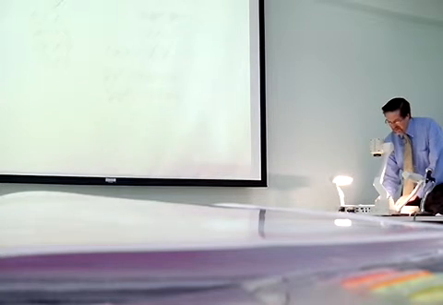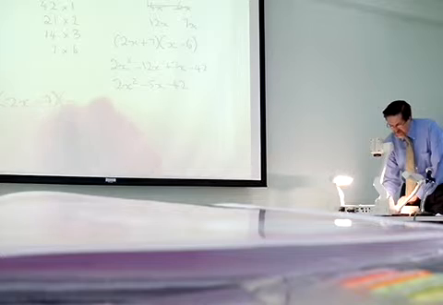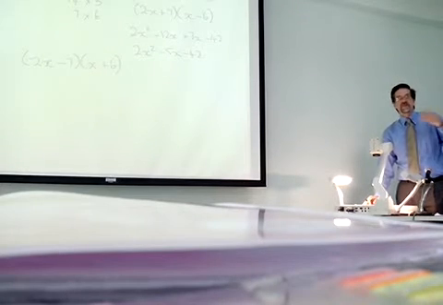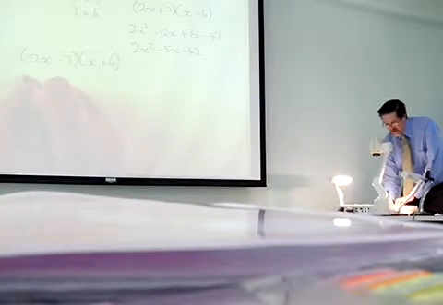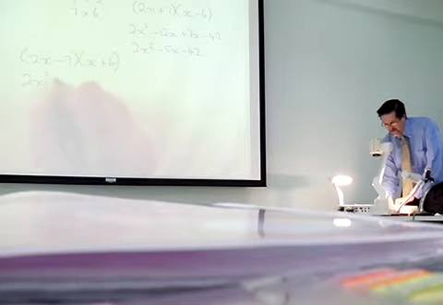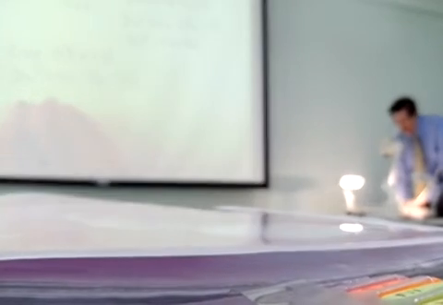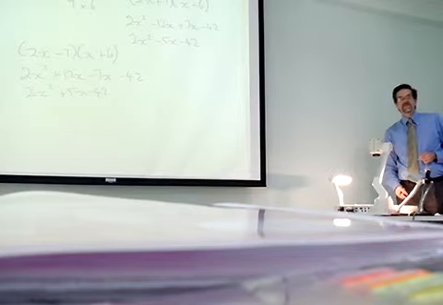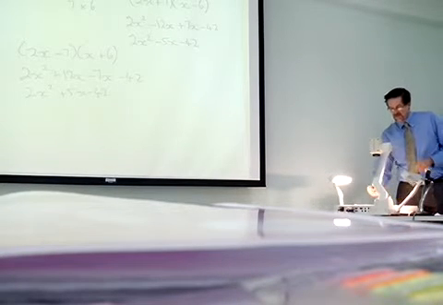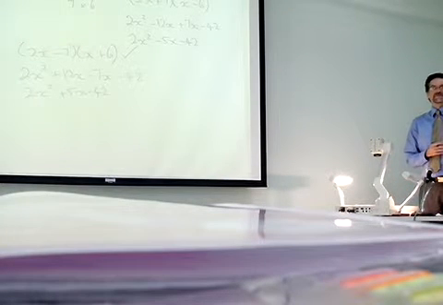Swap again. All right, so our next try is that. So always check whether you have the correct answer. Let's check one more time. 2x squared plus 12x minus 7x minus 42 is indeed the correct answer. So this one here is the correct factorization.